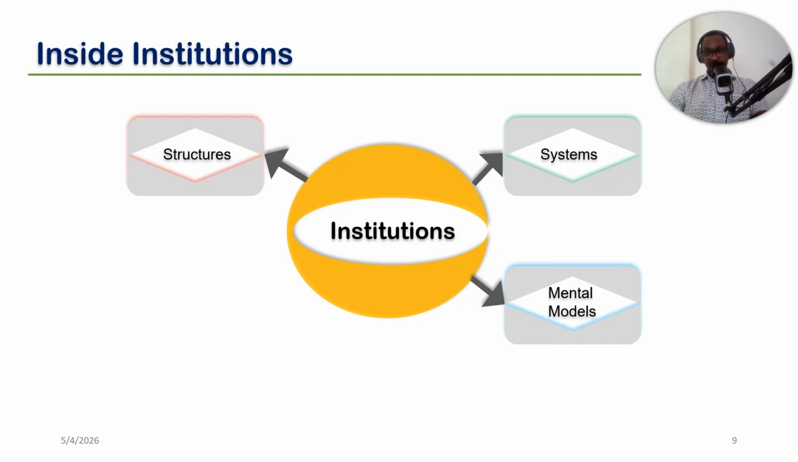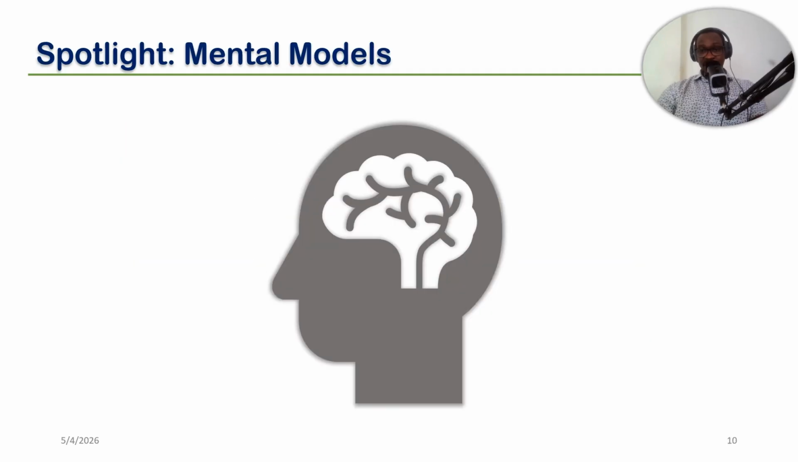Here, we're looking at the mental models. This is the mindset in the institution. We'll discuss this further in the next session. And then lastly, we've got resources. So all these four, structures, systems, resources, and then the mental models, play a fundamental role in institutional capacity strengthening. Now, that said, let's dive into the spotlight where we're looking at the mental models.